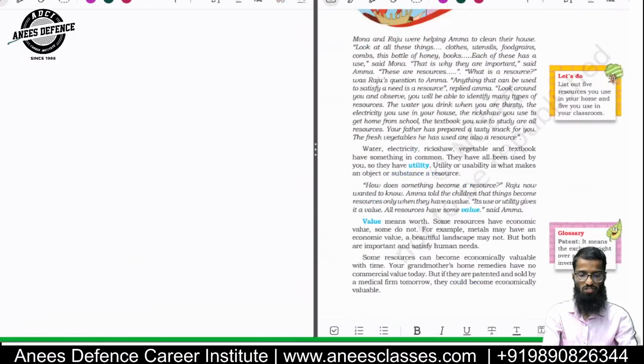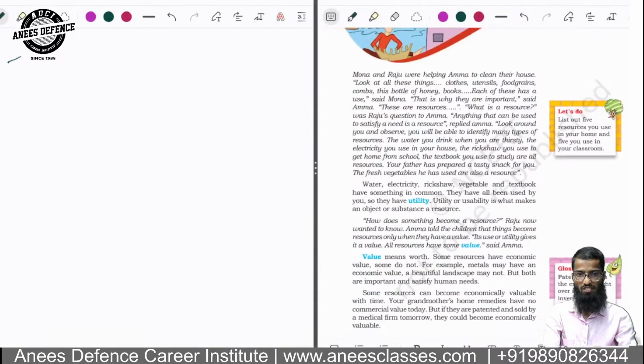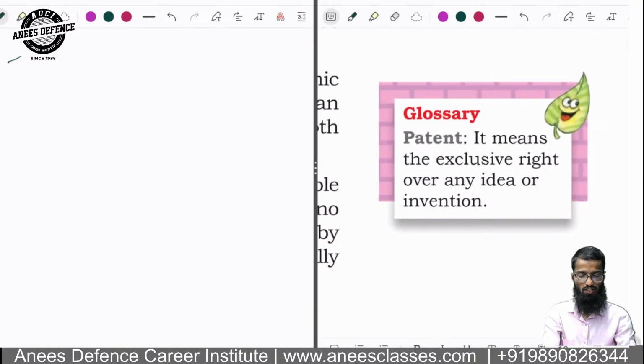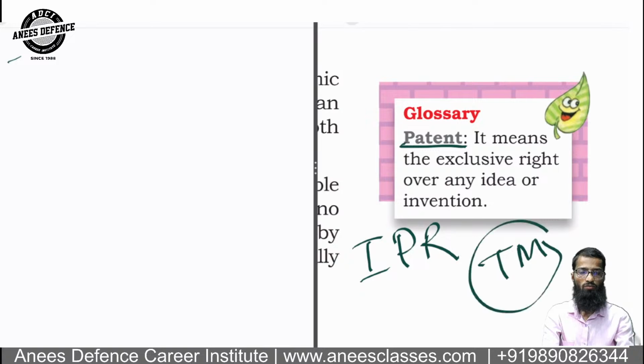The first is the resource, and the most important word on this page is patent. Okay, if you look at the screen, I have zoomed it. If you look at the glossary, the important term is patent, and I hope that they might ask questions related to something which is called IPR, that is intellectual property rights. Because you might have seen things like the trademark and all when you set up your business or when you open your website, so you had the domain, right?